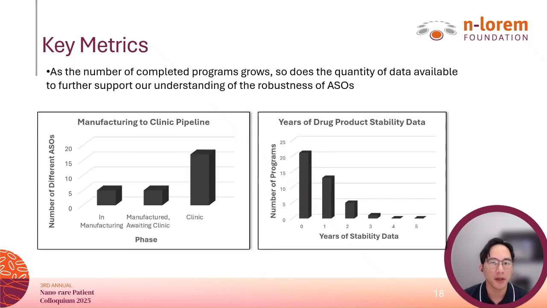As the number of completed programs grows, so does the quantity of data available to further support our understanding of the robustness of ASOs. Here, the left chart shows the status of our ASOs as they go from manufacturing to the clinic as of August 2025. The chart on the right shows the number of programs and the years of stability data. As we continue to produce new ASOs to treat more patients, we will continue to collect data on drug stability of the platform.